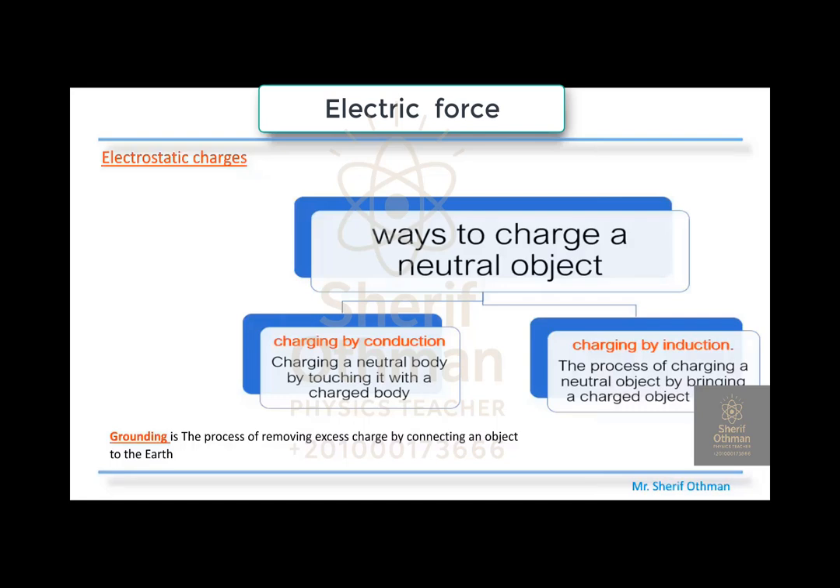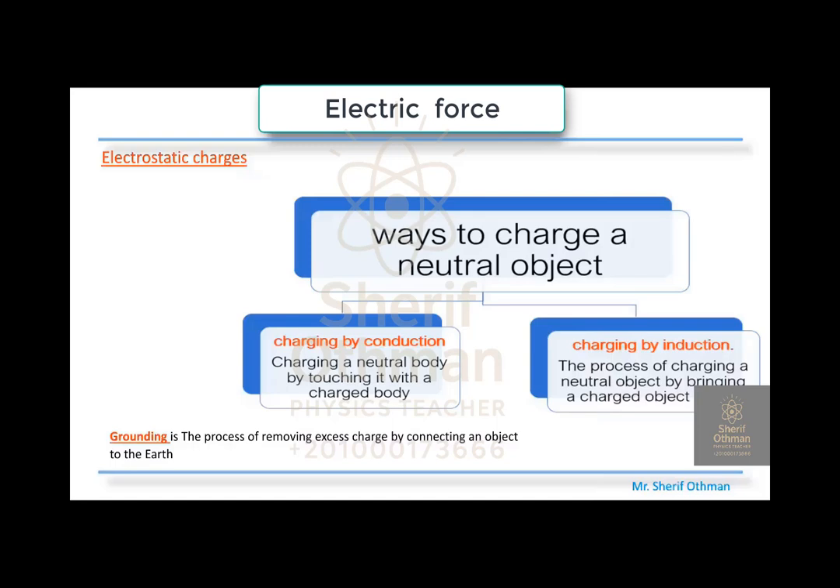Conduction occurs by touching each other. When a charged object touches a neutral object, the charge is going to move from the charged one to the neutral one. So we will say that this object is charged by conduction.